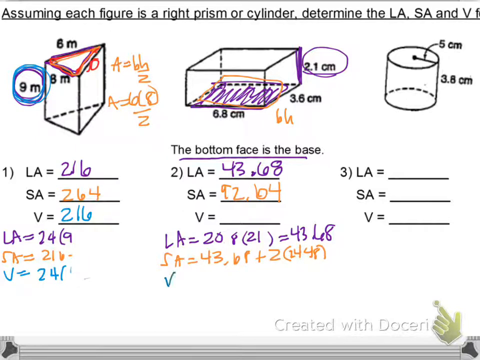Okay, and then the volume is going to be the area of the base. We already got that. That was 24.48. And I need to multiply it times the height. Again, the height is whatever's connecting your two bases. So that's times 2.1. And when you multiply those, you get 51.408.